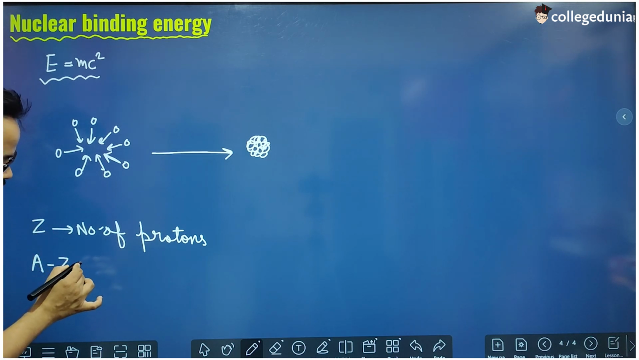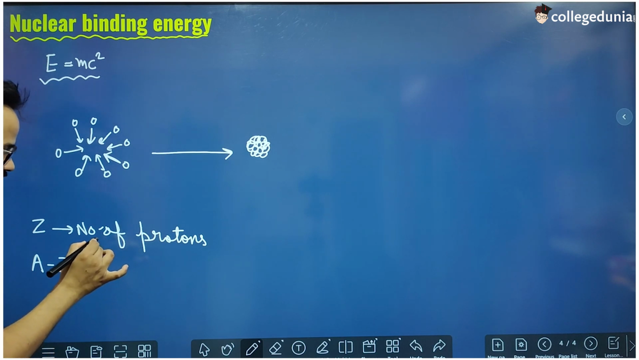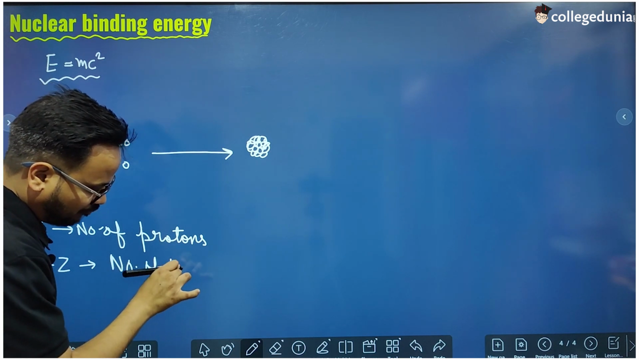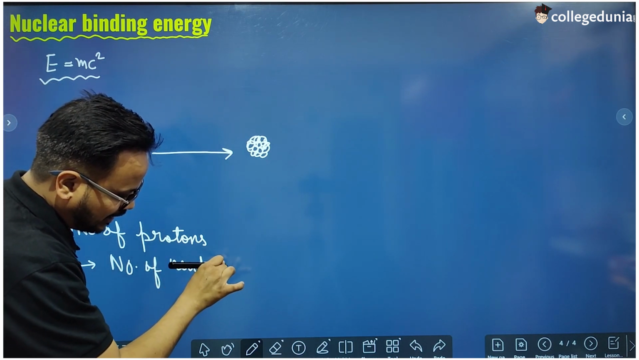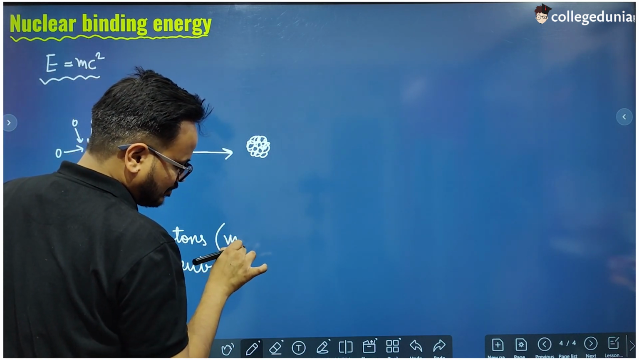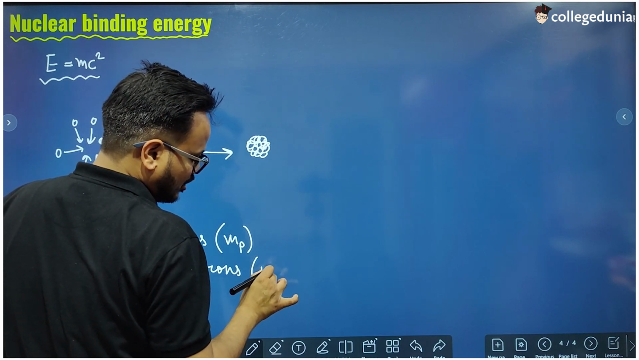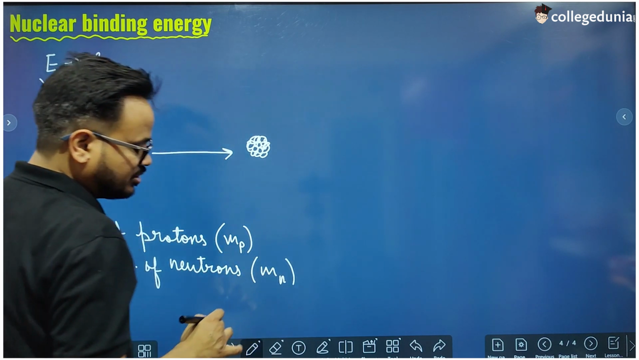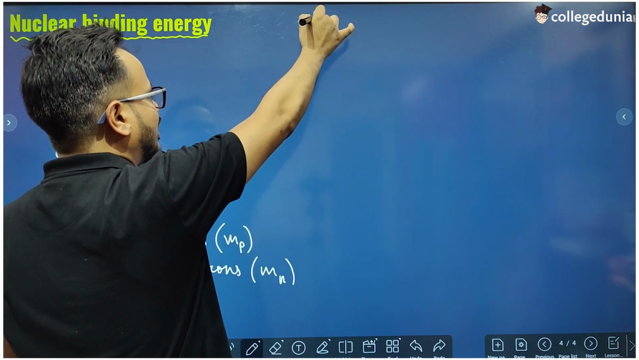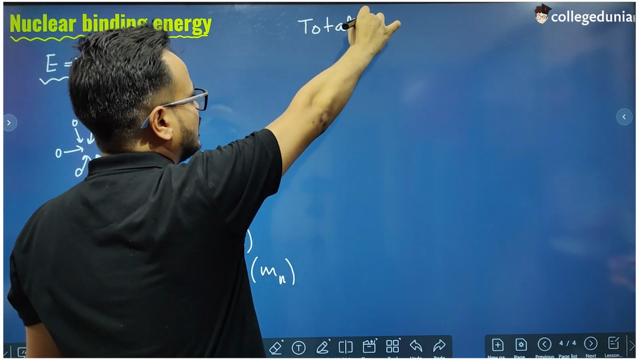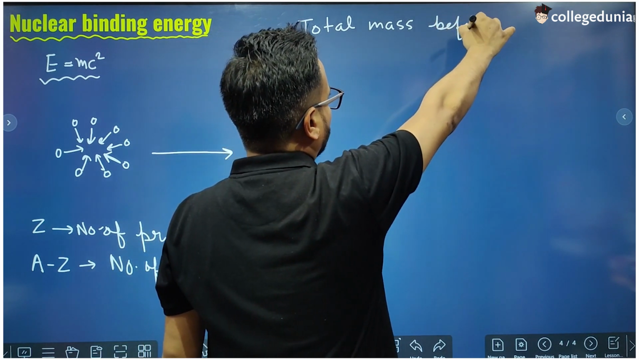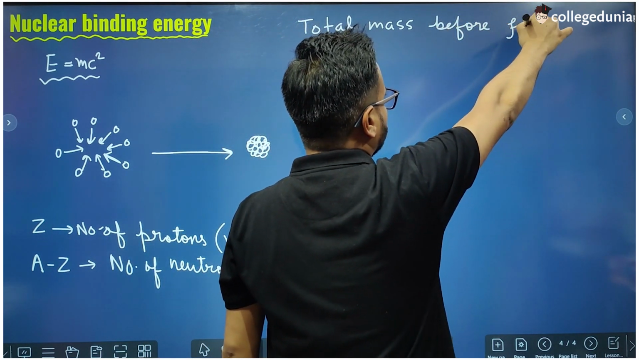So if I subtract Z from this, then A minus Z is simply the number of neutrons, right? And let us say Z number of protons, each of mass Mp, and A minus Z number of neutrons, each of mass Mn. So what is the total mass? Total mass before the formation of nucleus, right?